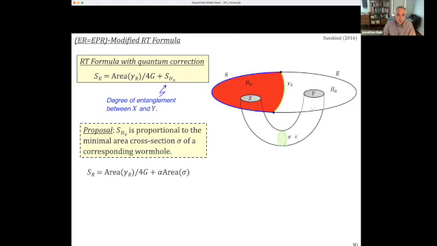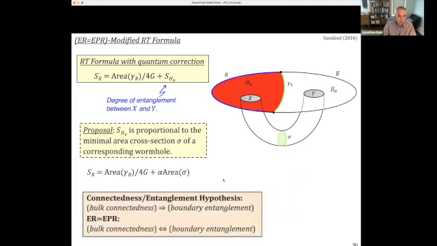And so under his ER equals EPR modified RT formula, we can replace the second quantum correction term, which is a term involving entanglement, with a term involving some feature of space-time geometry, right? In this case, namely the minimal area cross-section of a wormhole in the bulk. So this seems to reestablish a duality relation that we can associate with the RT formula, right?